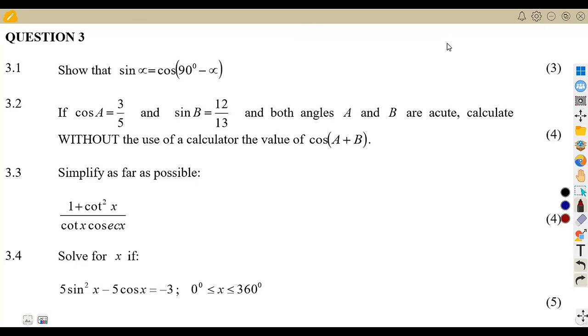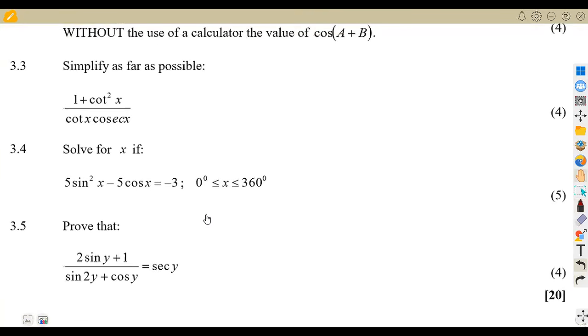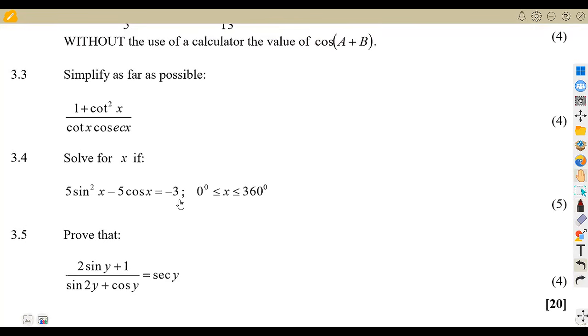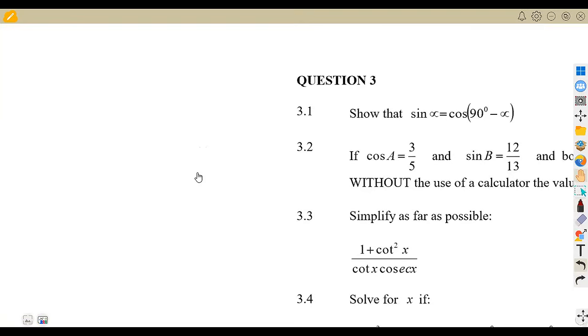That is, we are just going to focus on this paper so that we can check how we're supposed to attempt these typical questions. As you can see, the whole of this part here is trigonometry, 20 marks for that. So we shall just quickly rush through the questions and see how we're supposed to attempt this.